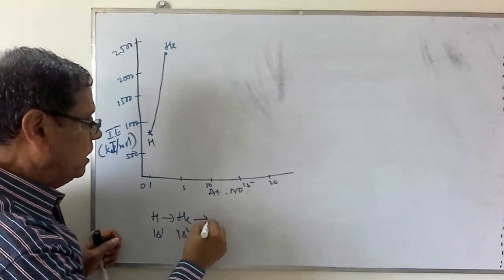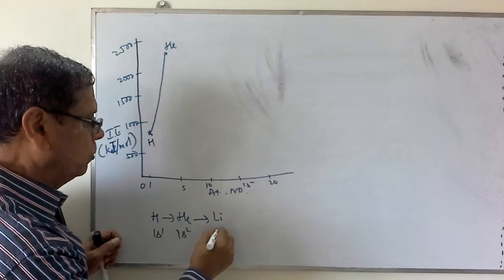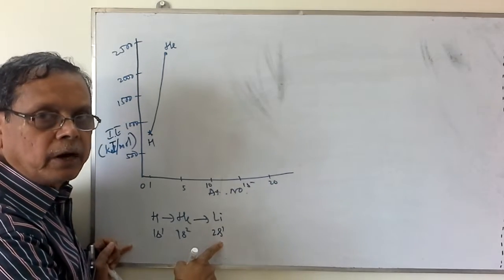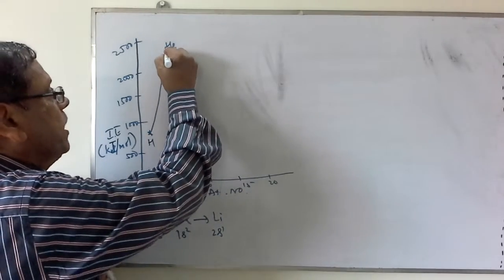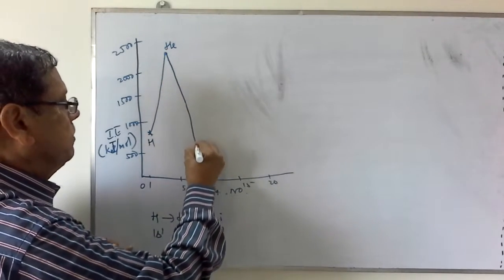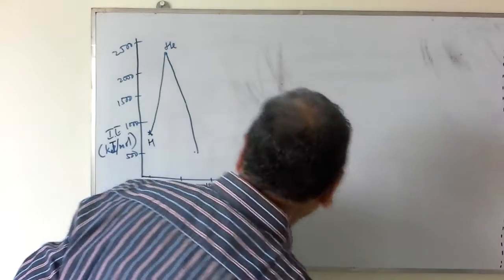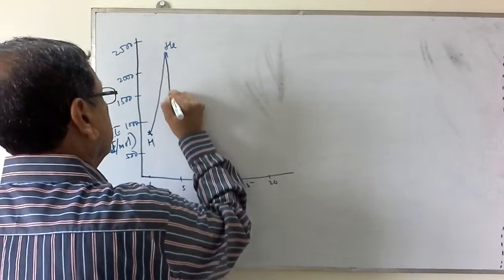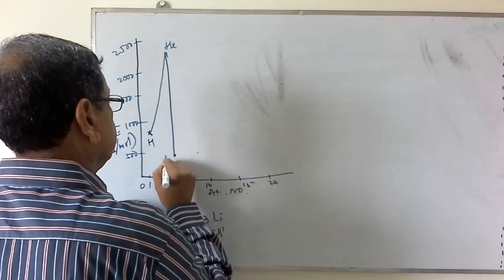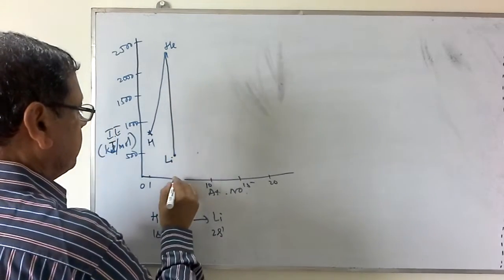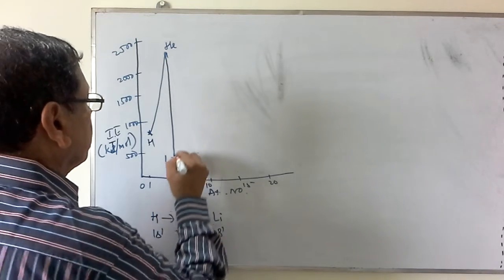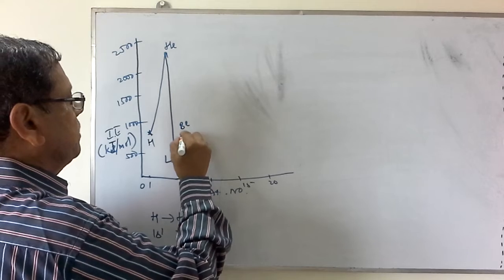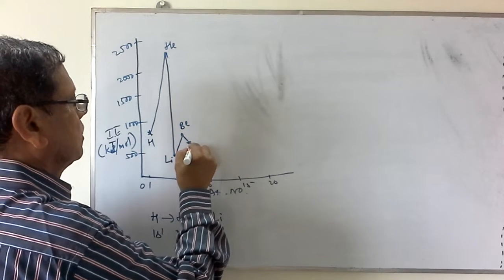But when we move from helium to lithium, which has 2s1 configuration, comparing to hydrogen, the electron is present in an extra orbit. That's why lithium has very low ionization energy. Lithium, atomic number 3. From lithium to beryllium there is an increase. From beryllium to boron there is a decrease.